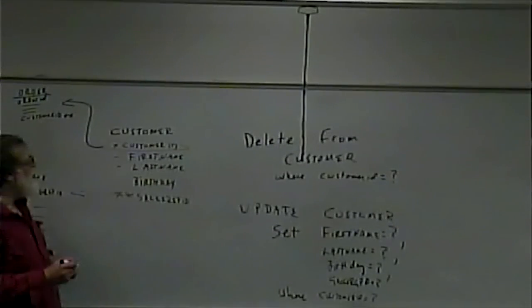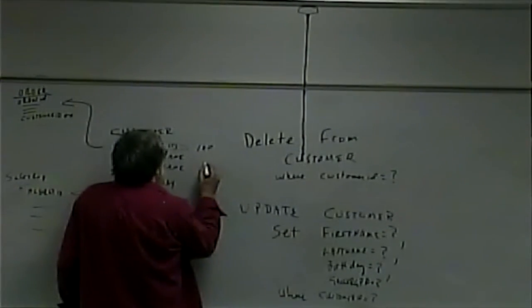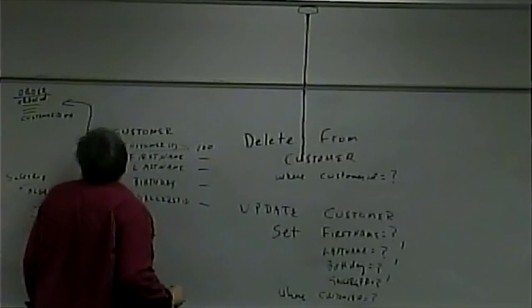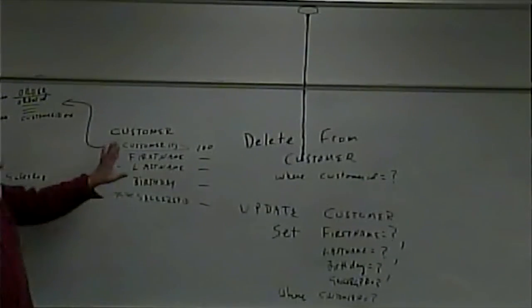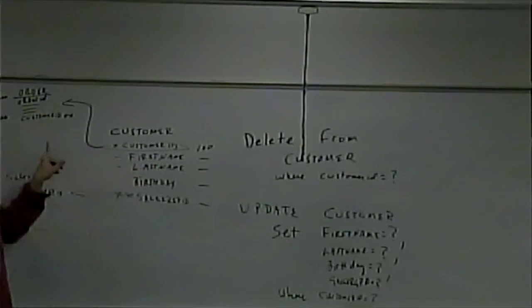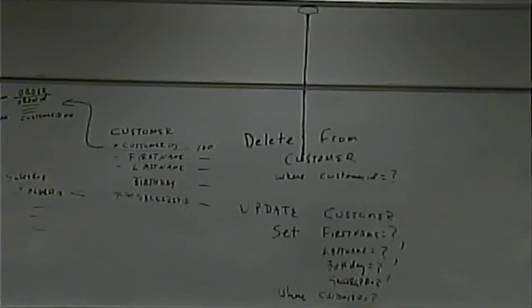But let's say we have a customer number 100. And let's say there are three orders for customer number 100. And I try to delete the customer. Here's what can't happen. I can't delete customer number 100 from the customer table and leave these orders in the order table. That's not allowable.